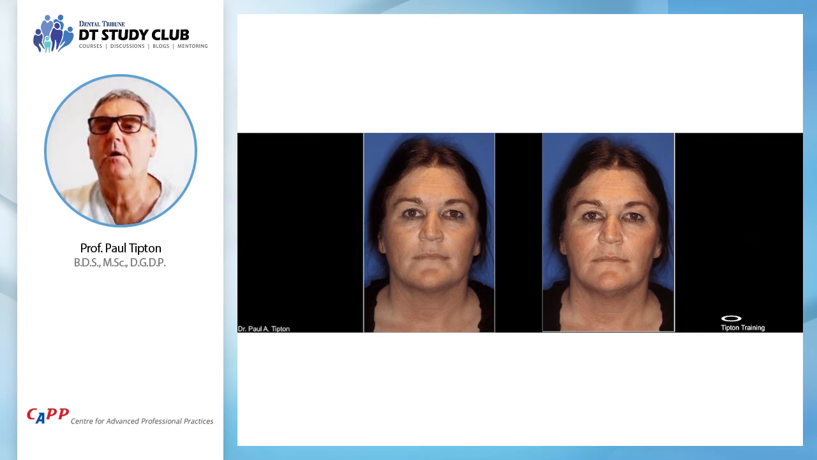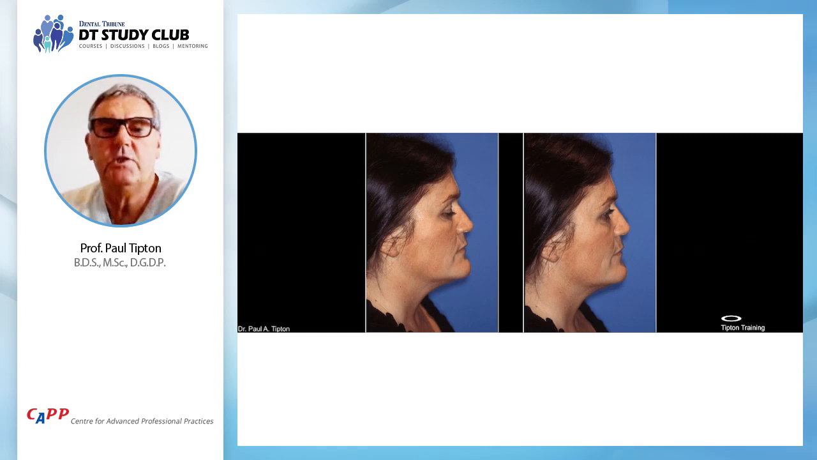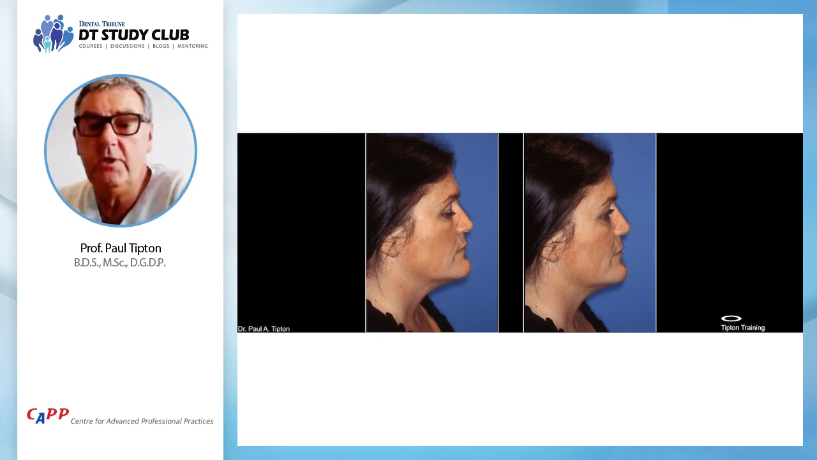So the photo on the right hand side is increased vertical dimension by about 5 millimeters. Again, the pictures here on the left hand side of the screen is her normal vertical dimension. On the right hand side is her increased vertical dimension. You'll notice she's less chinny. When the jaw drops back, it also creates more of a class 1 occlusion.